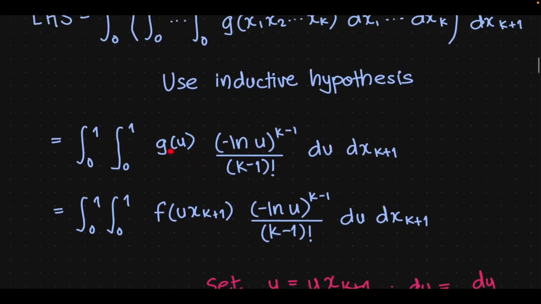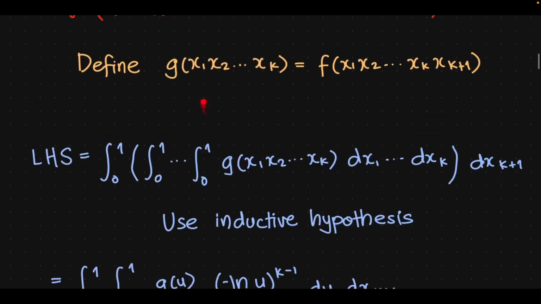Now we can substitute for g. G of u, if you remember the definition, is, well, if we call this entire product x1, x2, xk as u, then g of u is equal to f of u times x k plus 1, because that was the term we were omitting when we were writing the g.